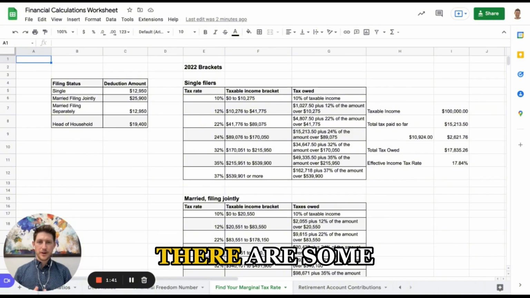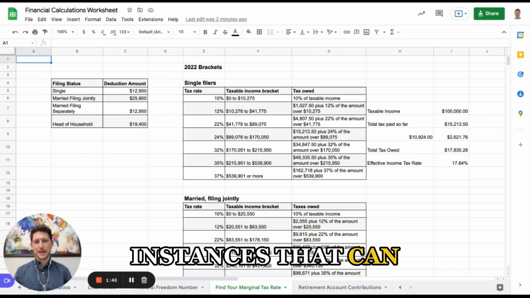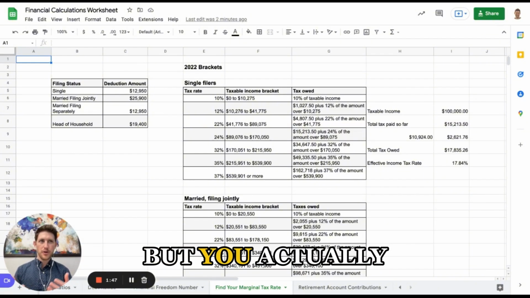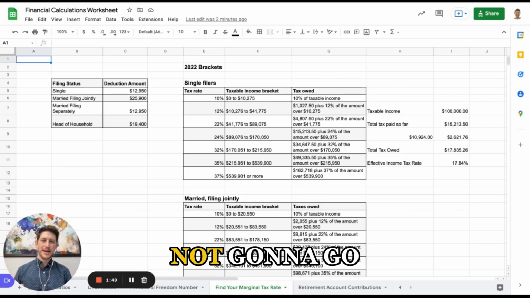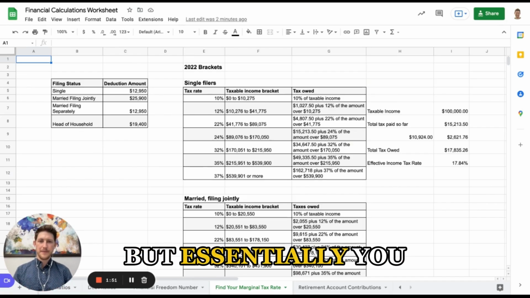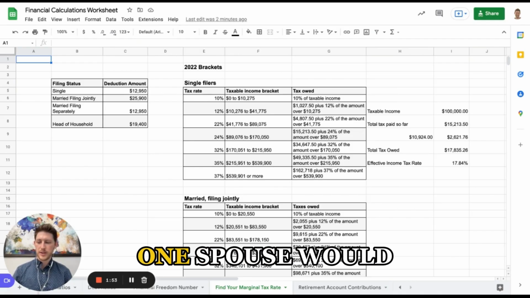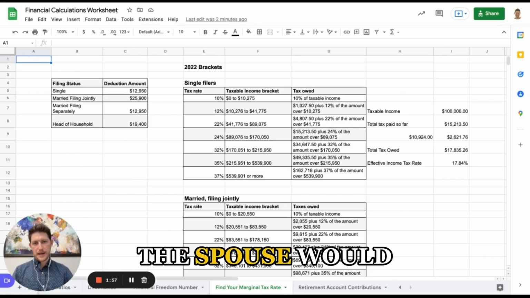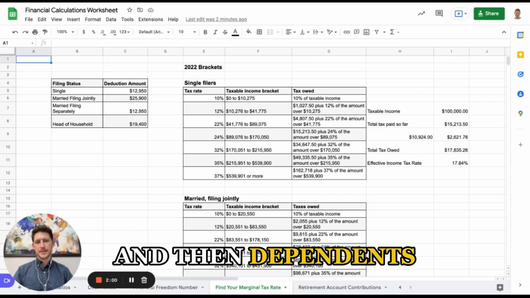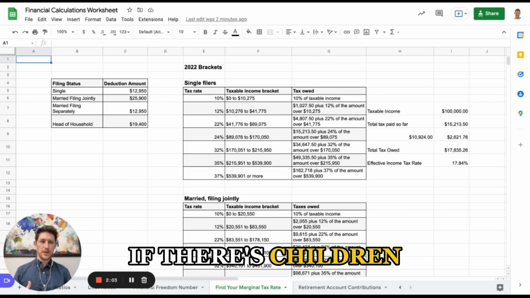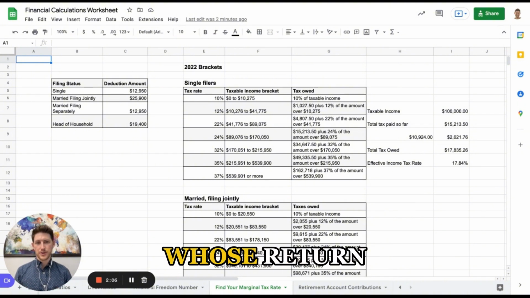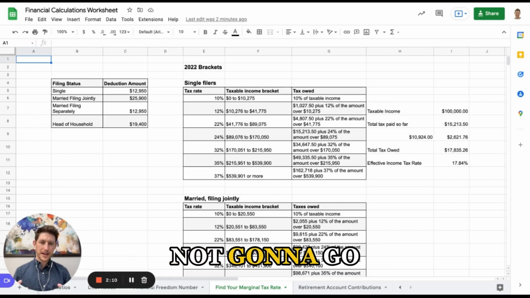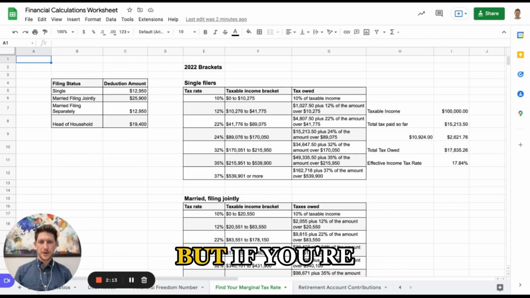Married filing separately, there are some instances that can make sense where you're married, but you actually want to file separately. I'm not going to go into the details, but essentially you file just on your own, right? One spouse would file married filing separately, just with their own numbers. The spouse would do the same. And then dependents, just works out. Like if there's children, you decide who's claiming them on whose return and that type of thing, okay? It can be complicated, but if you're wondering about it, then just work with a tax professional.